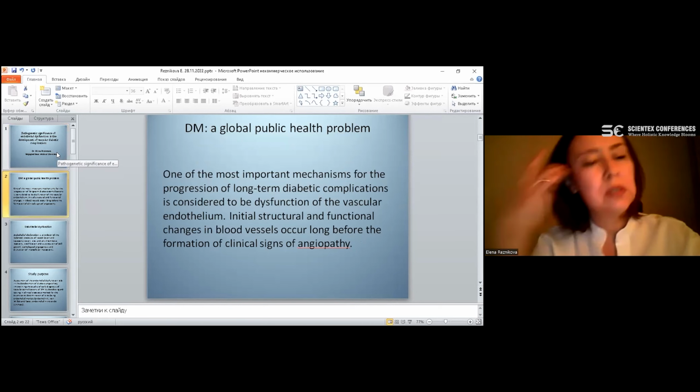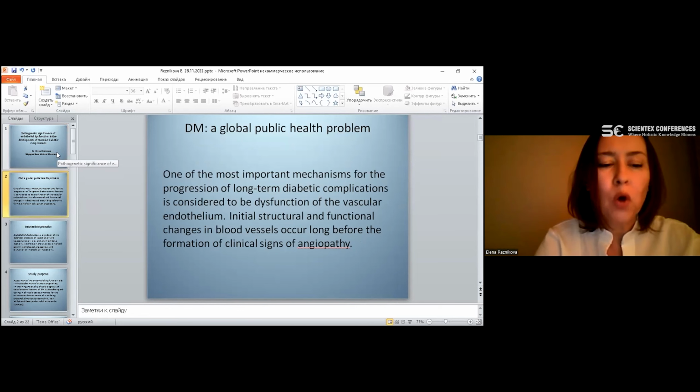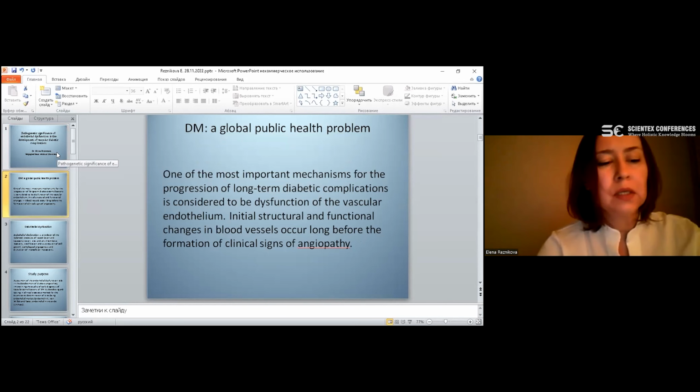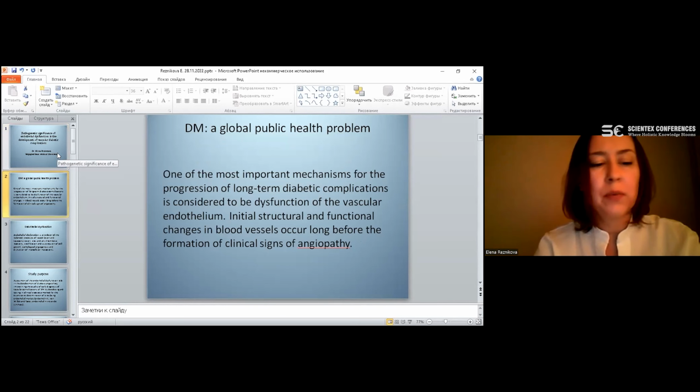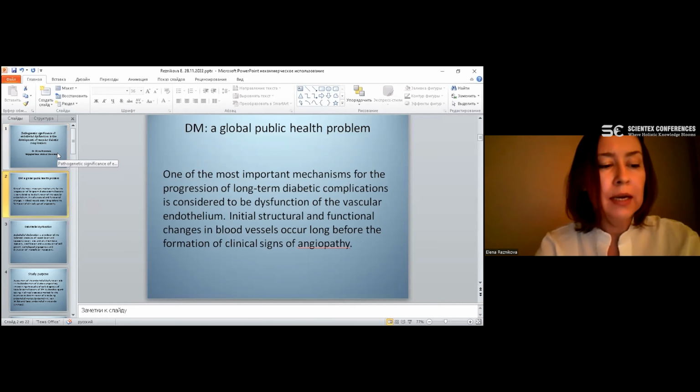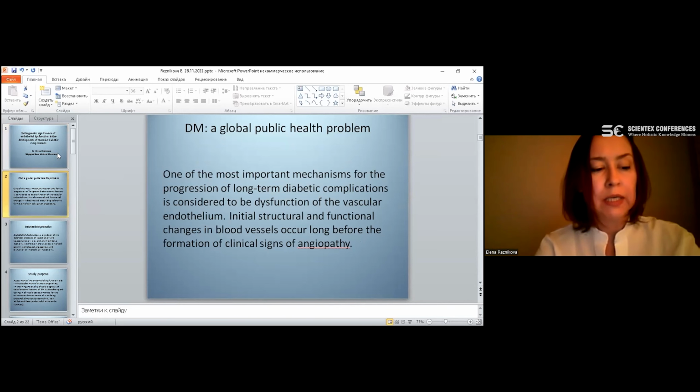Diabetes mellitus is a global public health problem. One of the most important mechanisms for the progression of the long-term diabetic complications is considered to be dysfunction of the vascular endothelium. Initial structural and functional changes in blood vessels occur long before the formation of clinical signs of angiopathy.